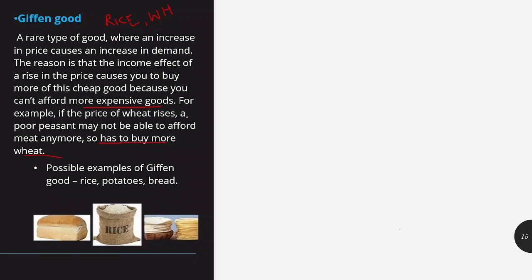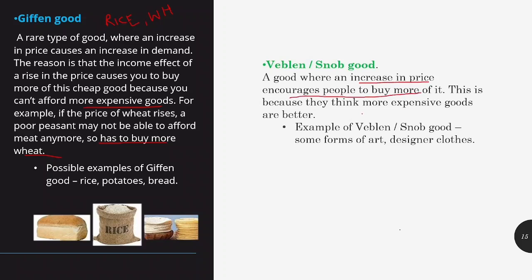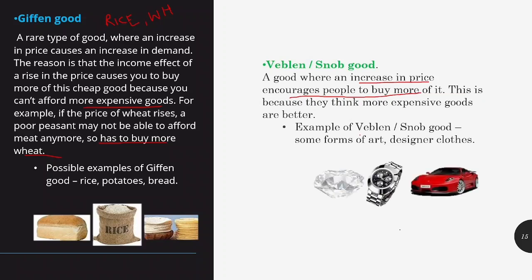So there is also an important point that all Giffen goods are inferior goods, but all inferior goods are not Giffen goods. Okay. Now comes Veblen good. Veblen good या snob good also does not follow law of demand. So with increase in price, people are more encouraged to buy more of it. Okay. Examples are gold, your diamond, your branded shoes, watches, branded car, etc. These come in Veblen or snob good. The more expensive it is, the more people want.